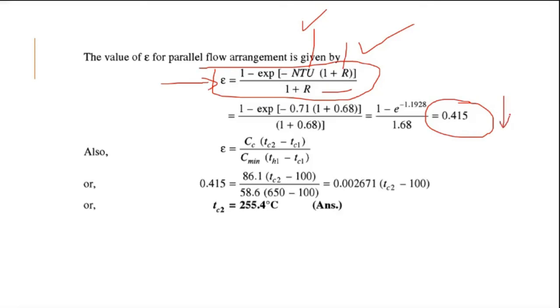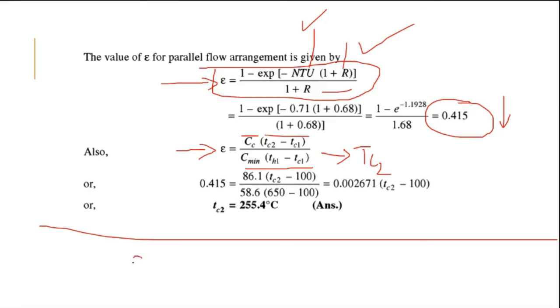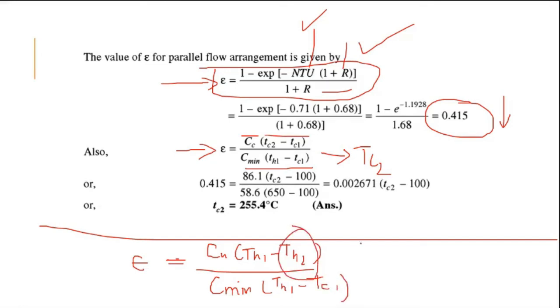Once we get the effectiveness value, we can again put it in the equation that effectiveness is equal to CC (TC2 minus TC1) divided by C min (TH1 minus TC1). From here we can find the value of TC2, or instead of using this relation, we could go for the relation effectiveness is equal to CH (TH1 minus TH2) divided by Q max, which is C minimum multiplied by (TH1 minus TC1). In this expression, TH2 will be the only unknown. So using this, we can find the value of TH2.